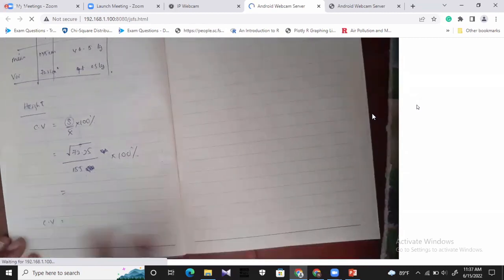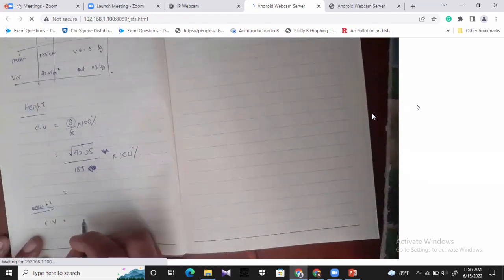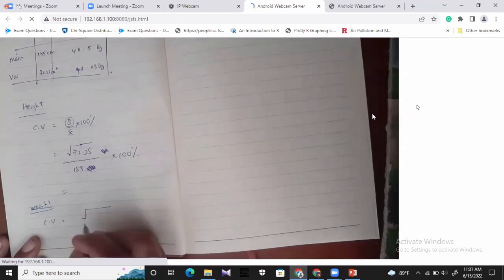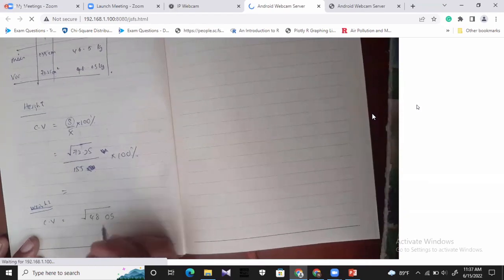While you are finding that value, I'm going to find the coefficient of variation for the variable weight. That is S over X bar, which is defined as square root of the variance. Therefore, the value becomes square root of 28.09 divided by 46.5 times 100. Find these two values quickly. What is the value, guys?